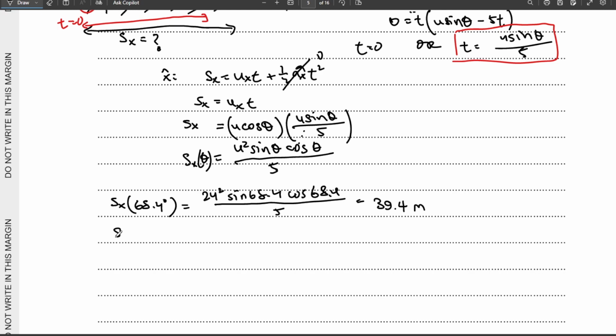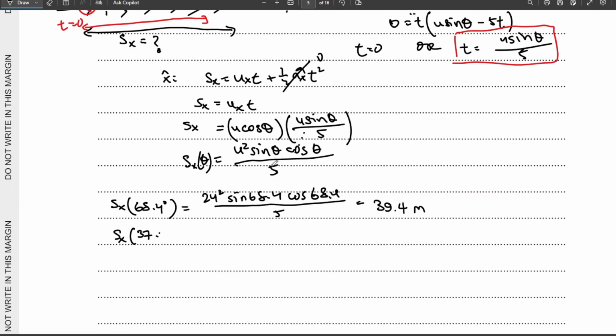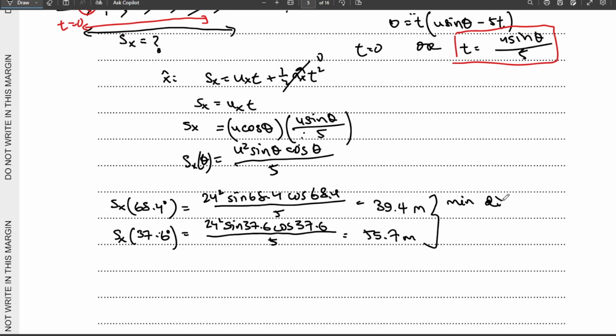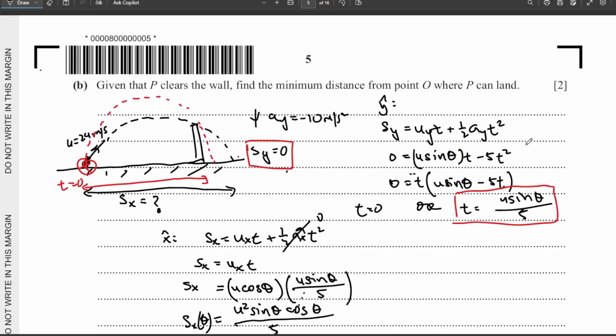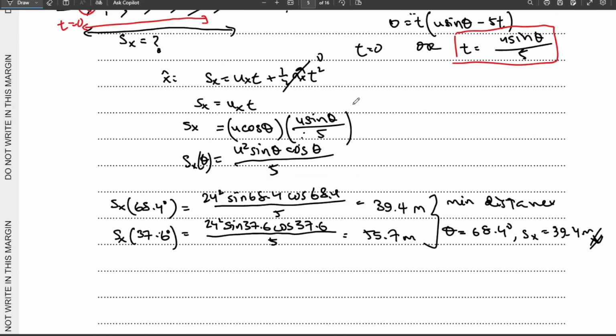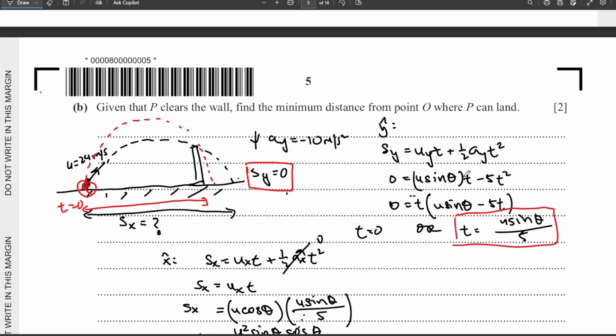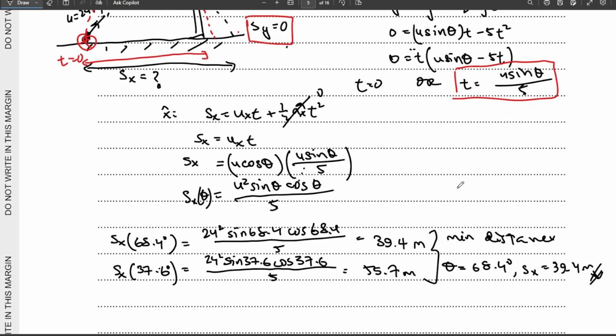Now we go for the other value. After comparing these two values, you'll notice quite obviously the minimum distance will be gotten with the larger value of theta, which is yielded by this one, 39.4 meters. Okay, so this is the minimum distance. And I think that's what the question wants, right? Yep, the minimum distance from point O where P can land. So this is both part A and part B of question 2. Okay, thanks for watching.